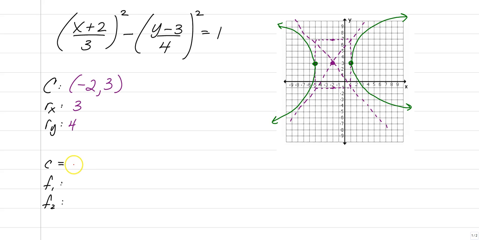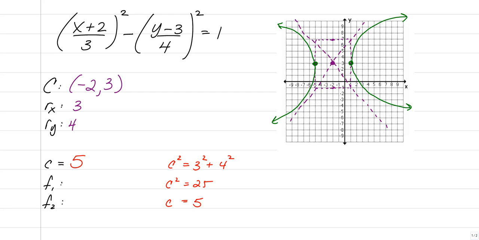So what we're going to do is find the foci this time. Now remember, the equation is different. It's c squared is equal to rx squared plus ry squared. So c squared is equal to 9 plus 16, which is 25. So c is equal to 5. So our distance from the center to the foci is 5 units away.